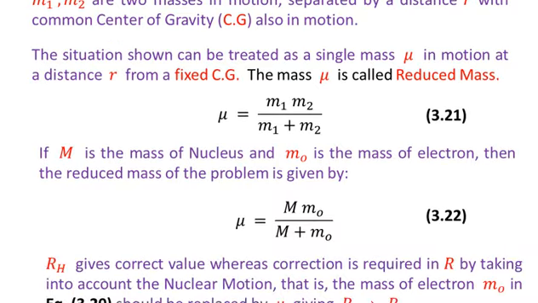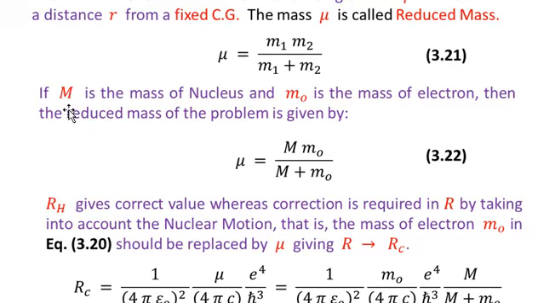Okay, now we can replace m1 with the mass of the nucleus. So if capital M is the mass of the nucleus and m0 is the mass of the electron, then the reduced mass of the problem is given by mu is equal to capital M times m0 over capital M plus m0. So in equation number 2.21, we have replaced m1 by the mass of the nucleus and we have replaced m2 by the mass of the electron. So for an atomic problem containing the mass M of the nucleus and mass m0 of the electron, this will effectively give you the reduced mass of the system, which is represented by mu.